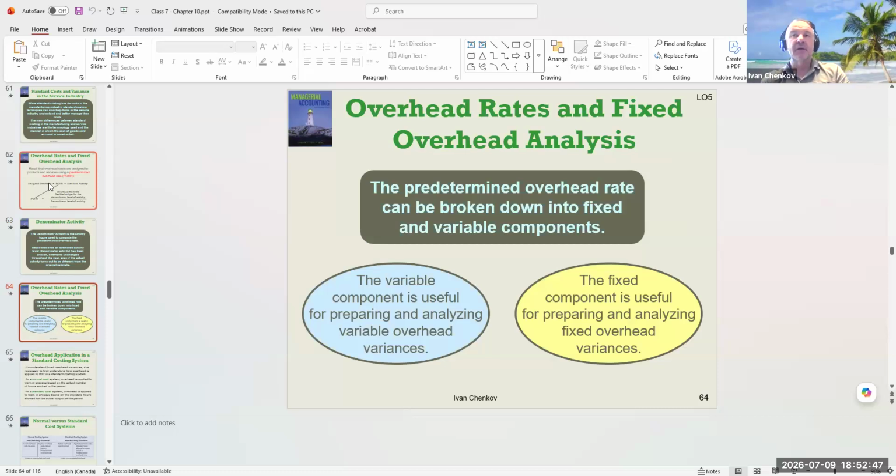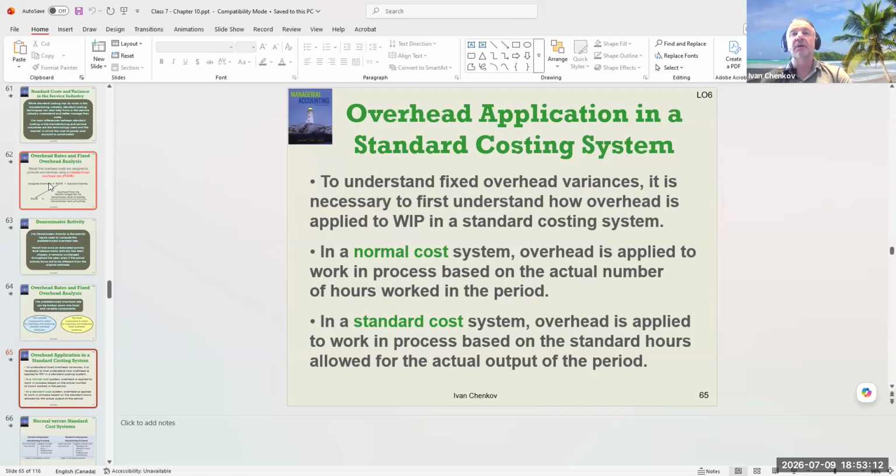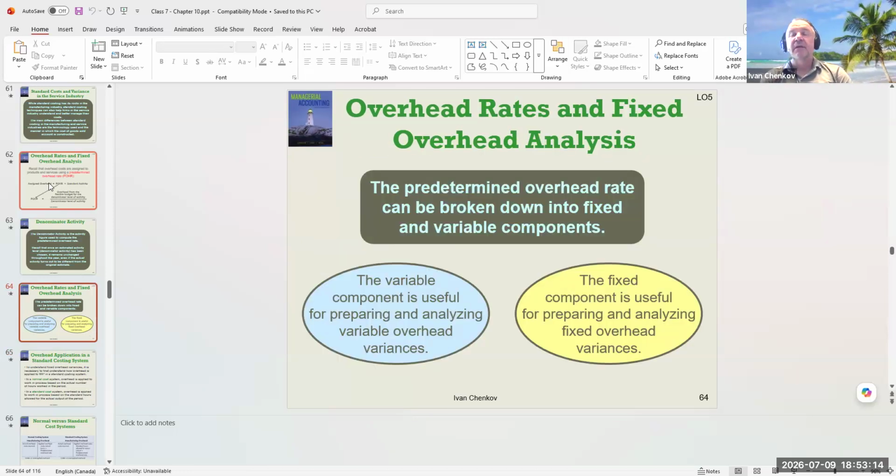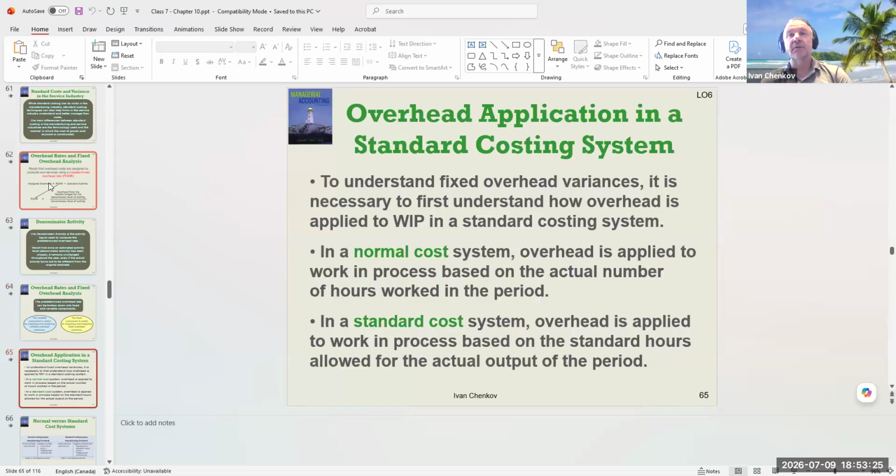So the predetermined overhead rate is going to have two components. One will behave as a variable, the other will behave as a fixed. The variable component is always going to be used for preparing and analyzing the variable overhead variances, whereas the fixed component will be used for preparing and analyzing the fixed overhead variances. We already saw how we're going to deal with variable overhead variances, and we know that we have the rate variance and efficiency variance. For the fixed overhead, we have to go a little bit deeper.